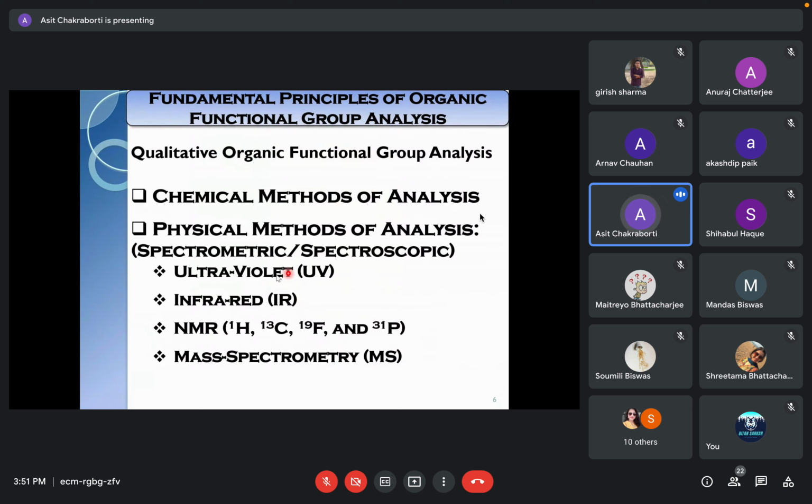Now, coming back to UV. Generally, when you take UV, we always try to correlate among all these techniques, like UV, IR, NMR, and mass spectrometry. Which technique will provide quantitative information? All of them can give you qualitative information, but which one of these techniques, apart from qualitative information, will also provide quantitative information?